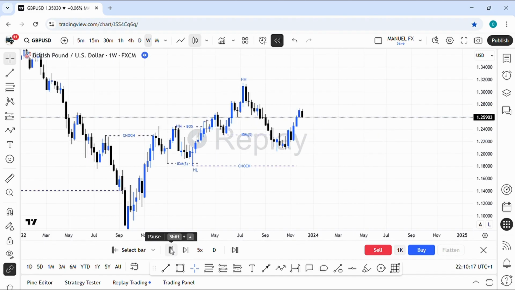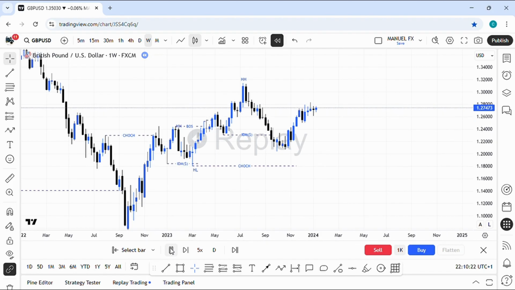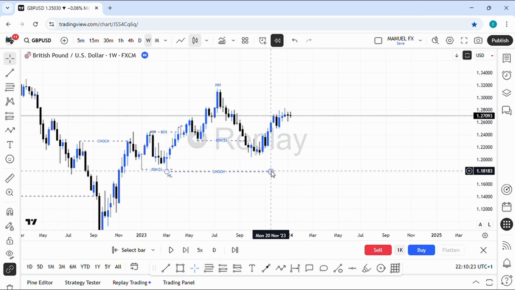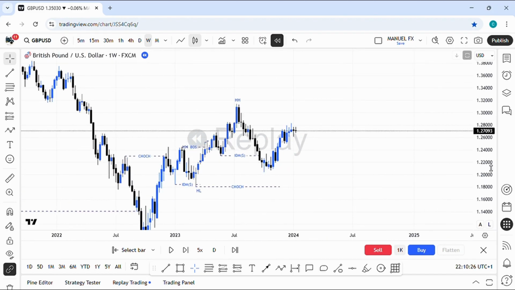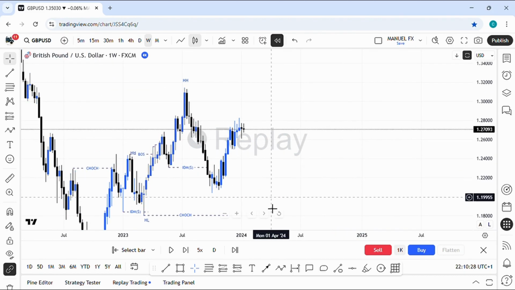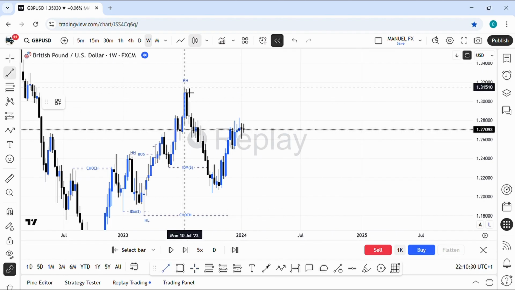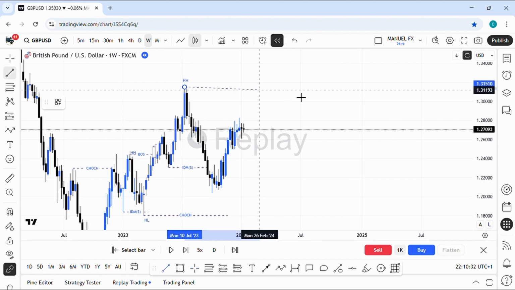Can you see? Price is not coming back here to take out this higher low. Why? Because it's on an uptrend. It's not doing that. Now, if price breaks this high, it becomes our valid what?